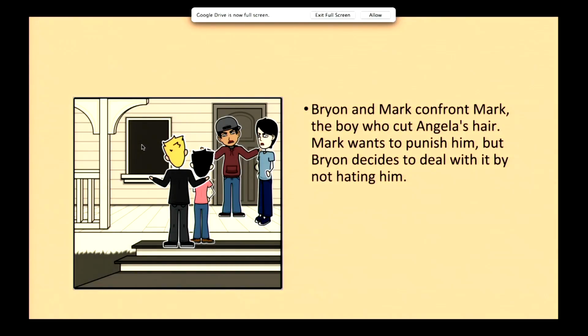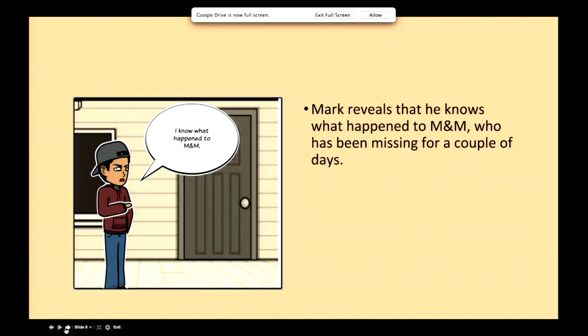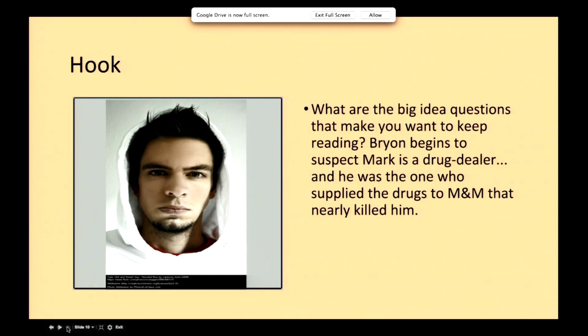Here I took the background and I changed it to a grayscale or a sepia tone because I wanted the background to be less important than the characters, which I allowed to remain in full color. Mark reveals he knows what happened to M&M, who's been missing for a couple of days. Here's the hook. What are the big idea questions that make you want to keep reading? Well, Brian begins to suspect that his adopted brother, Mark, is a drug dealer, and he's the one who supplied the drugs to M&M, which nearly killed M&M.